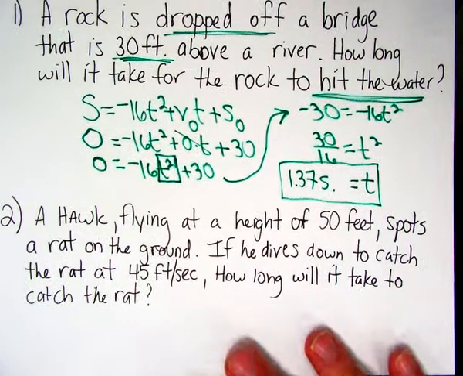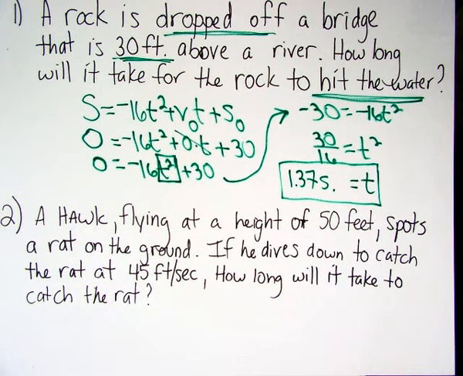In this example, a hawk is flying at a height of 50 feet, and it spots a rat on the ground. If he dives down to catch the rat at 45 feet per second, how long will it take to catch the rat? So a hawk is flying at a height of 50 feet.